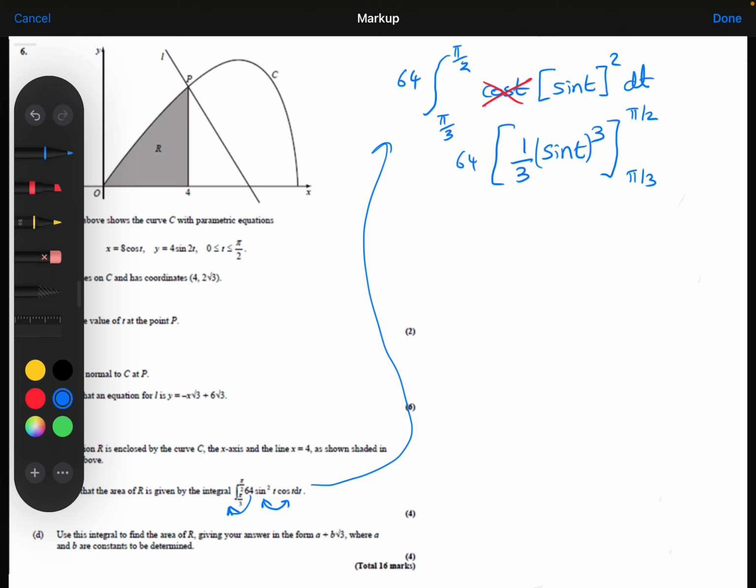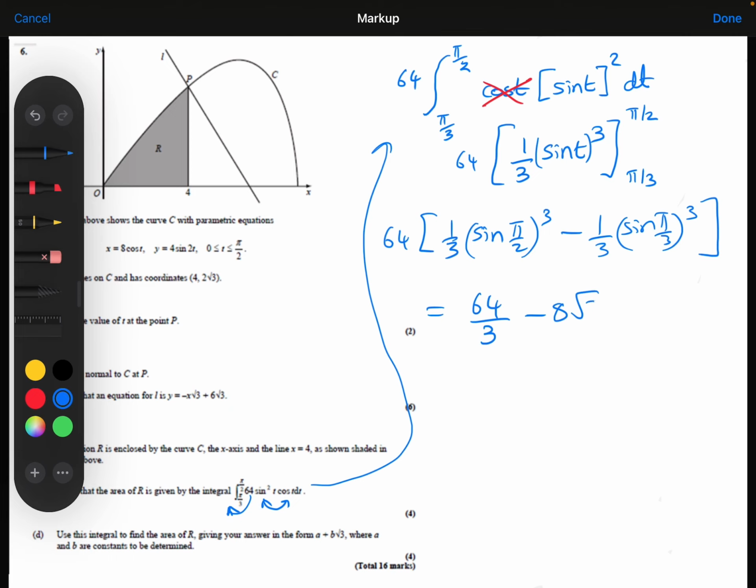All I need to do now is substitute the limits in. So 1/3 sine pi over 2 cubed minus 1/3 sine pi over 3 cubed. Work out what that is, multiply it by 64, and I get 64 over 3 minus 8 root 3. And that is my answer for part D.